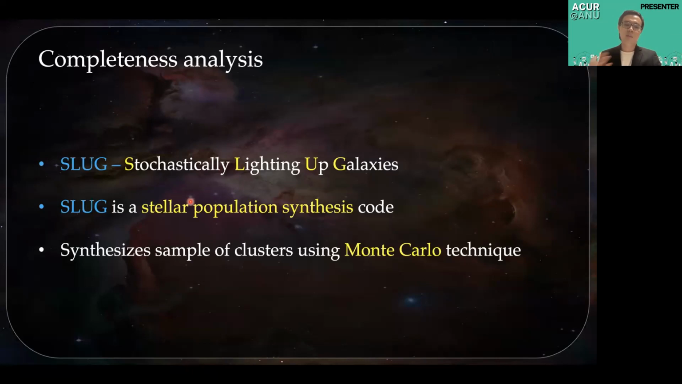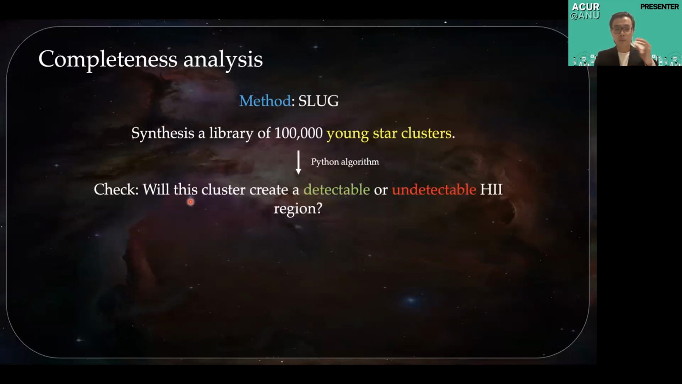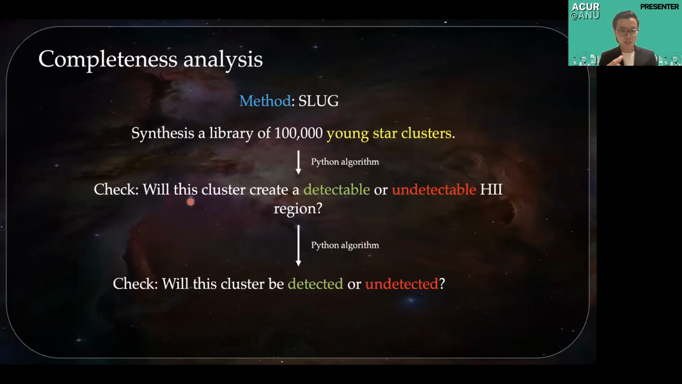So SLUG is the stellar population synthesis code. It's amazing. It allows us to create star clusters in our computer, and then we can actually analyze the properties of these star clusters, such as their age, mass, the ionizing flux. And what we do is we synthesize a library of 100,000 young star clusters. We put them into an algorithm that checks if this cluster will create a detectable region or not. And then we check again if this cluster will itself be detected or not.